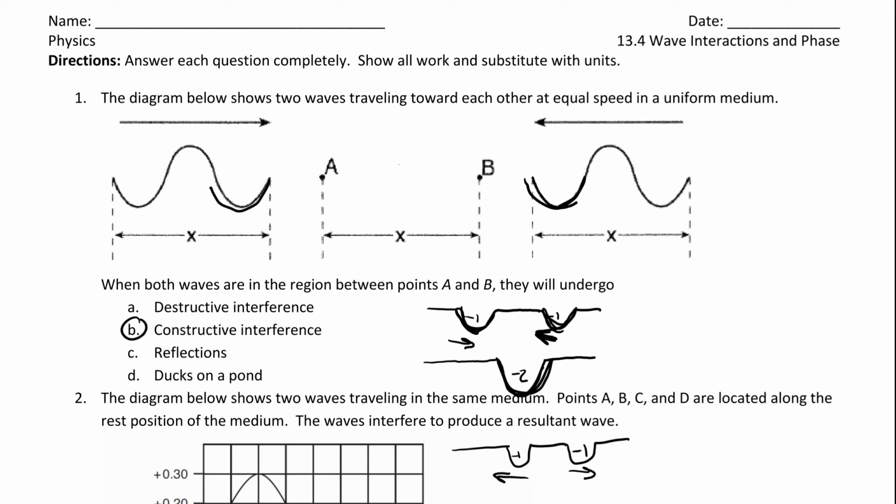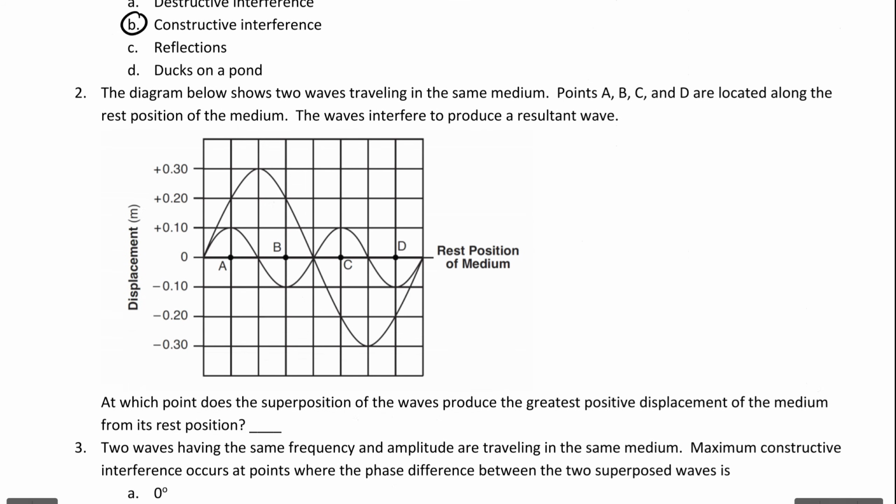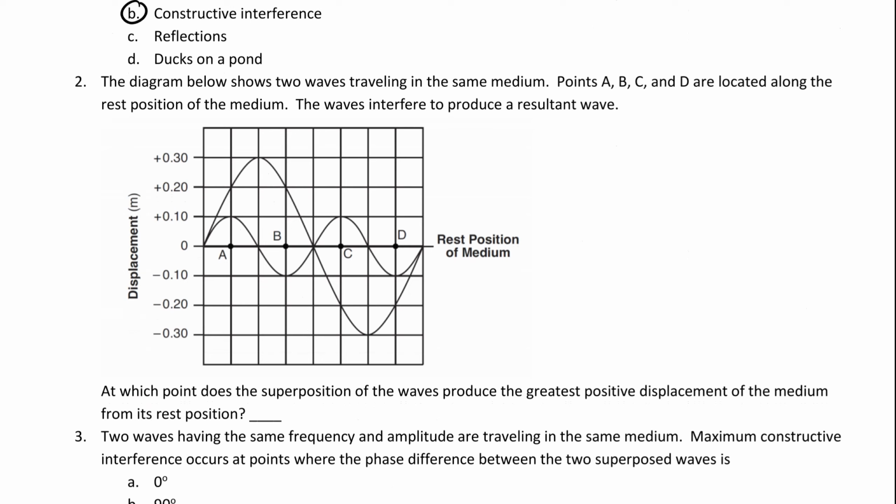Reflections are not going to be part of this because reflections happen when you hit a barrier. So we didn't really talk about reflections yet. And ducks on a pond is kind of nonsensical. All right, moving on to number 2. Number 2 says the diagram below shows two waves traveling in the same medium. Points A, B, C, and D are located along the rest position of the medium.